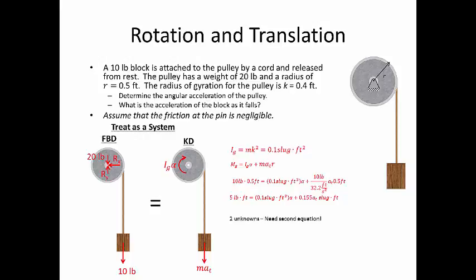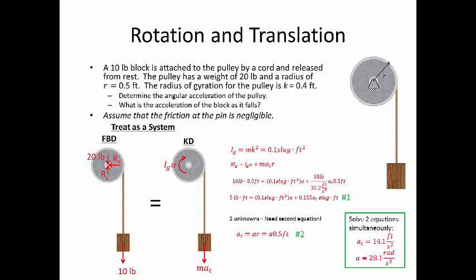In this case, we want an equation that relates our tangential acceleration to our angular acceleration. So we use our tangential acceleration is equal to our angular acceleration times the radius, or a equals alpha r, with r being equal to 0.5 feet. With two equations, this being equation number 1 and this being equation number 2, we can solve the system to get our solution. Our tangential acceleration is equal to 14.1 feet per second squared, and our angular acceleration is equal to 28.1 radians per second squared, just like we had in the previous problem.